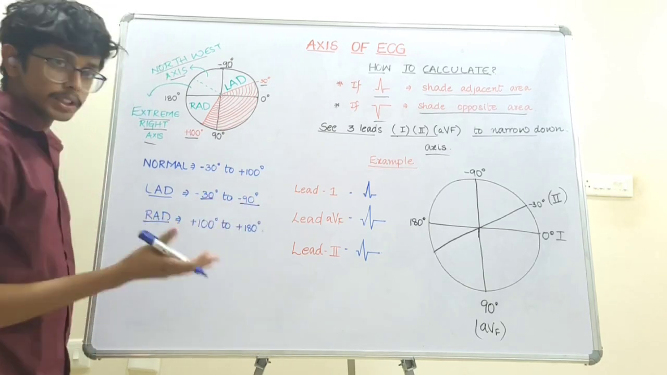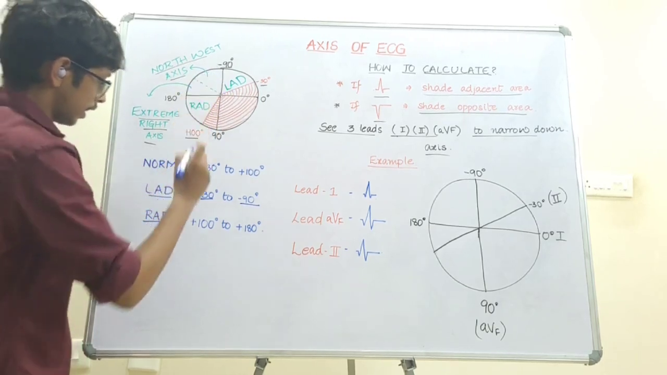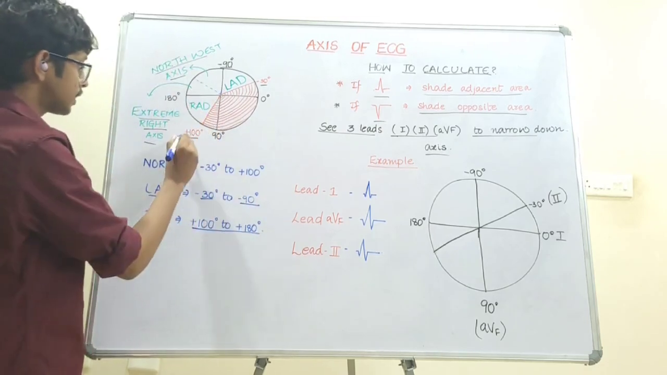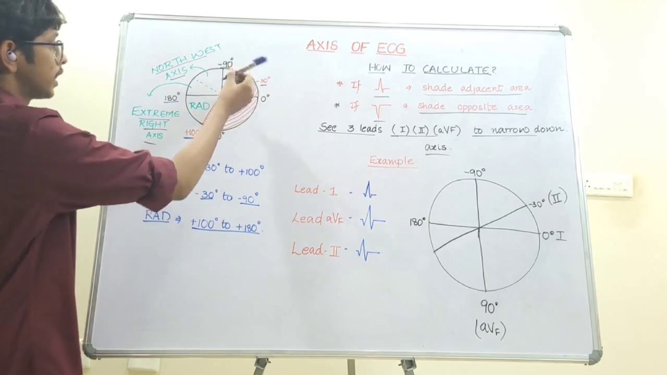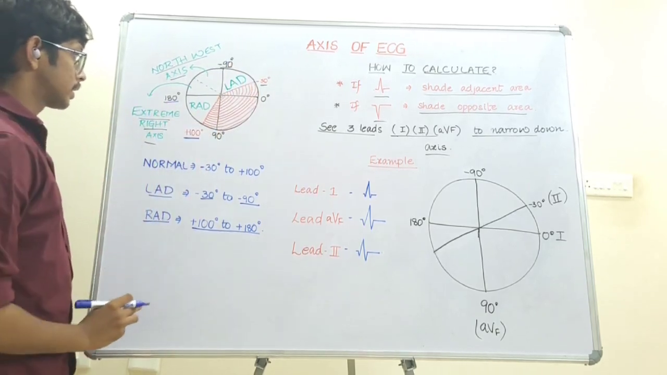And if the RV is thicker and the LV is thinner, the axis will turn towards the right side. It is called right axis deviation, and it is between plus 100 degrees to plus 180 degrees. Minus 30 to minus 90 is left axis deviation, plus 100 to plus 180 is right axis deviation.